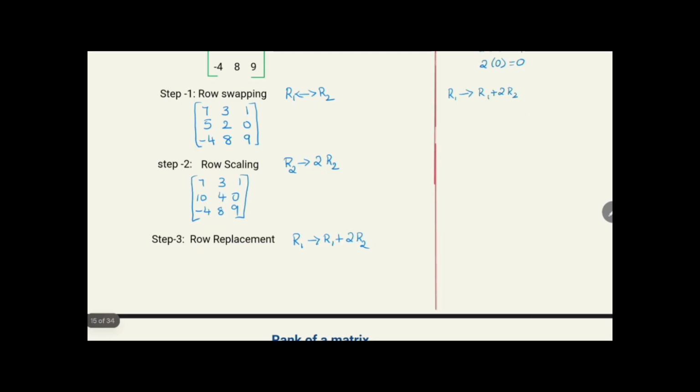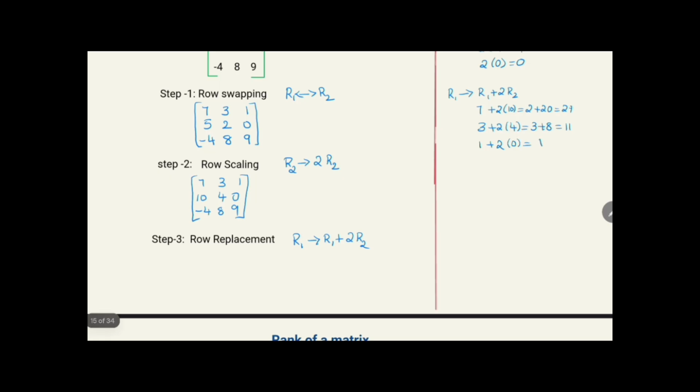Now see here, students, R1 implies R1 plus 2R2. What is the first element in R1? 7 plus 2 into the first element in R2, which is 10. That is 7 plus 20, which is nothing but 27. Now, in the same way, what is the second element in R1? 3 plus 2 into the second element in R2, which is 4. So, this is 3 plus 8, 11. Now, what is the third element in R1? It is 1 plus 2 into the third element in R2, which is 0. So, it is nothing but 1.